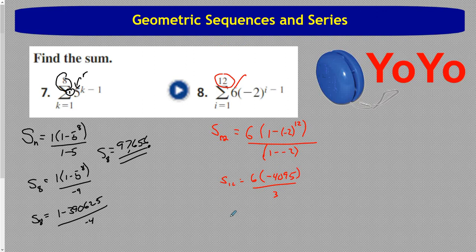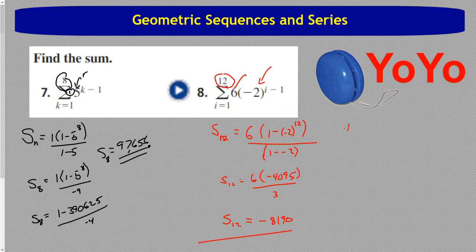Okay, you can do this all on a calculator, or you can simplify a little bit. I'm just going to punch it all in. I'm going to go 6 times negative 4,095, enter, and then divide by 3. Okay, so I'm going to do that right now. 6 times negative 4,095, enter, divided by 3, enter. The sum of the first 12 terms is negative 8,190. It makes sense that this is negative because my common ratio is negative 2.